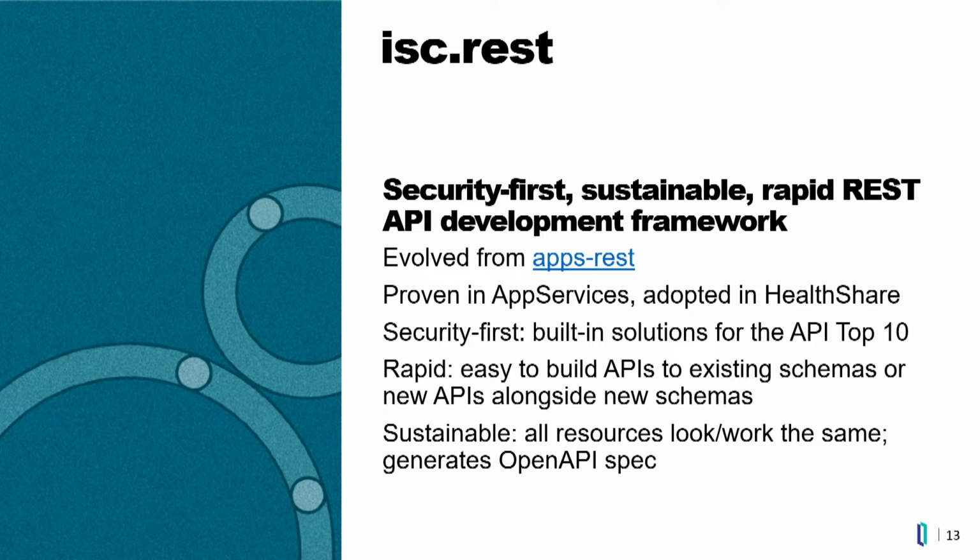So it's security first in that there are built-in solutions for a lot of the OWASP API top 10 that we just talked about, in terms of having very tight control of your inputs and outputs, and you need to specifically choose to enable whatever actions you want to perform on some particular resource that you're exposing over REST. It's rapid in that it's easy to build APIs to existing schemas or even new APIs alongside new schemas as you develop them.